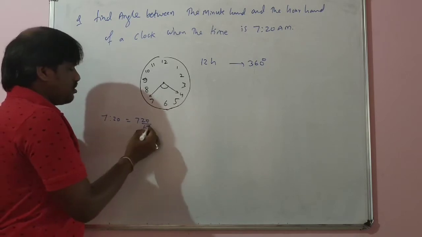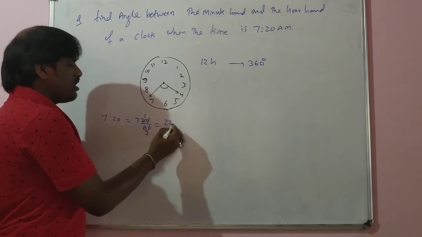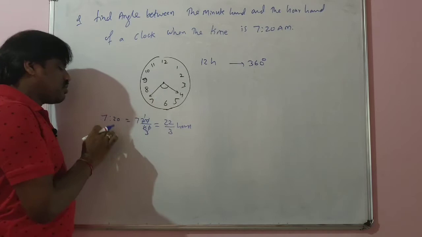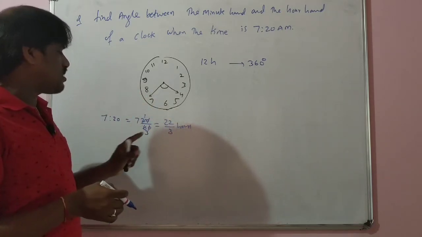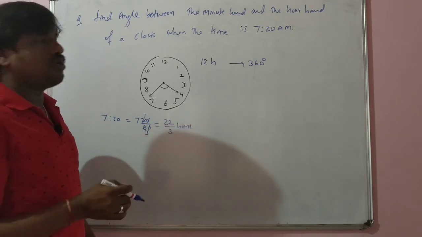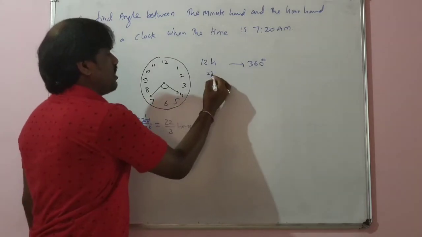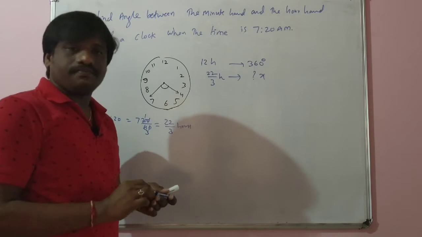The zeros get cancelled, 2 ones are 2, 3 threes cancel. This is 22 by 3 hours. So if you convert 7 hours 20 minutes exactly into hours, you get 20 by 60 for the minutes part. So 12 hours is this many degrees, then 22 by 3 hours is equal to how much angle? That is the question mark.